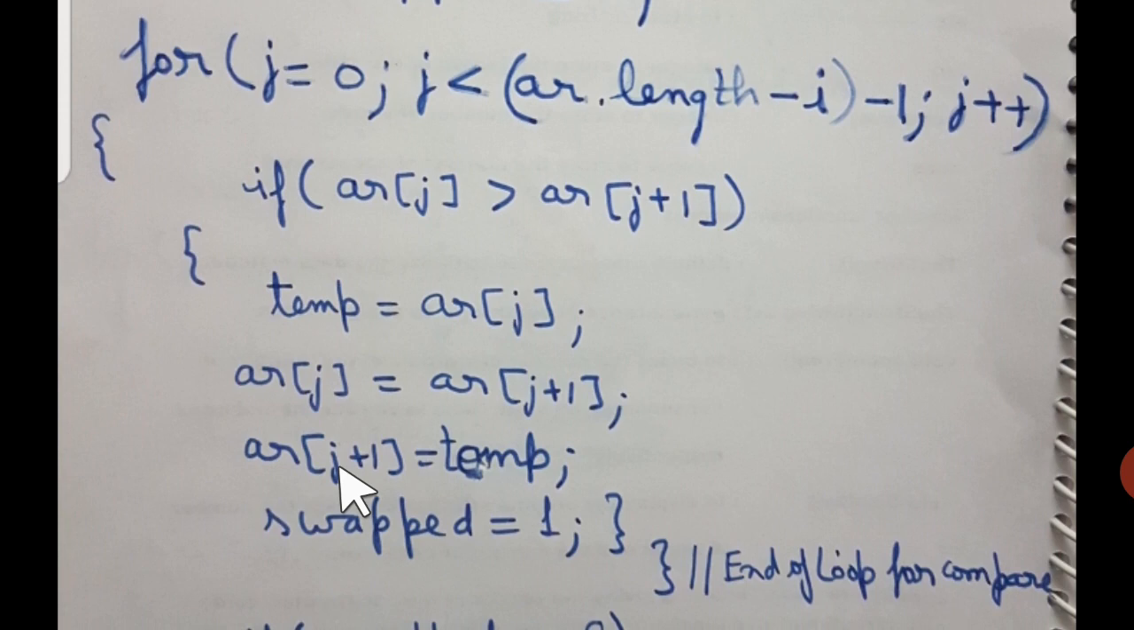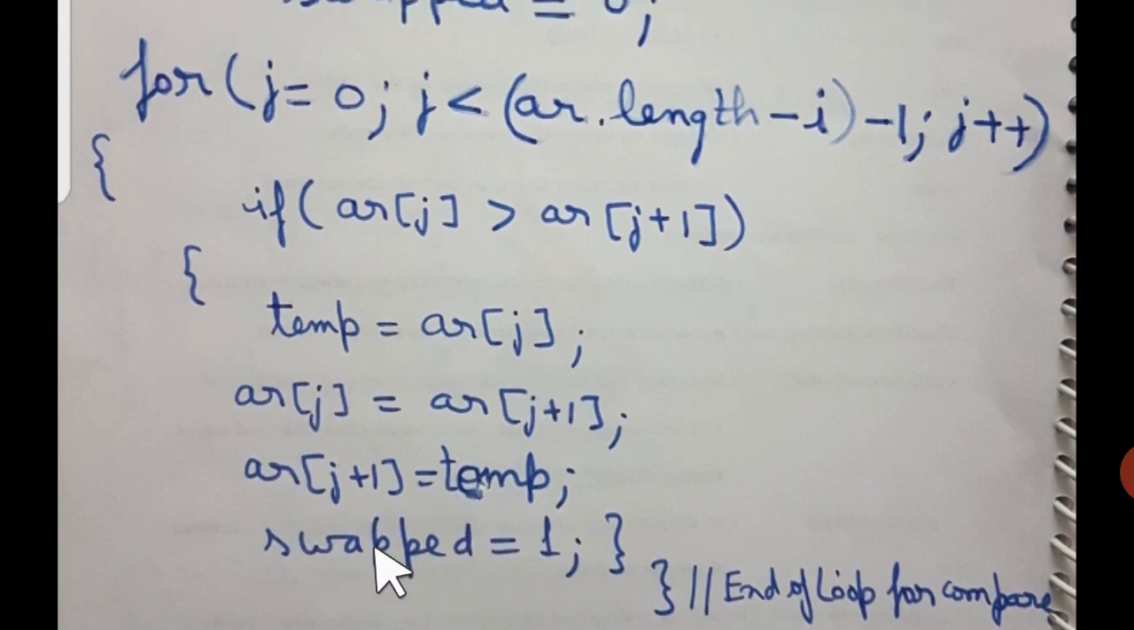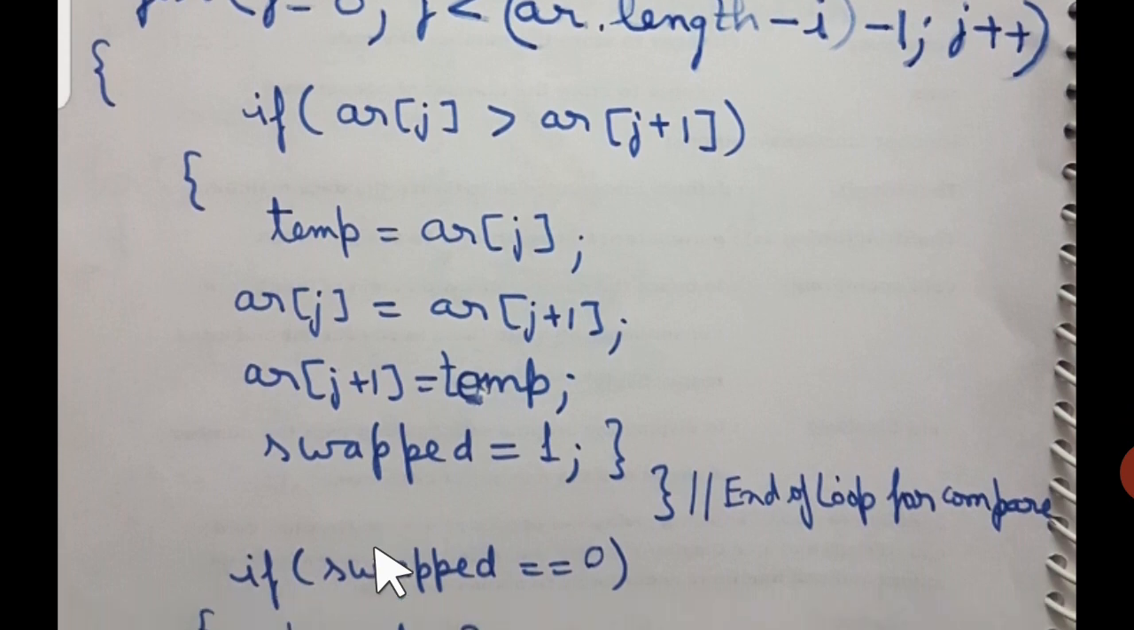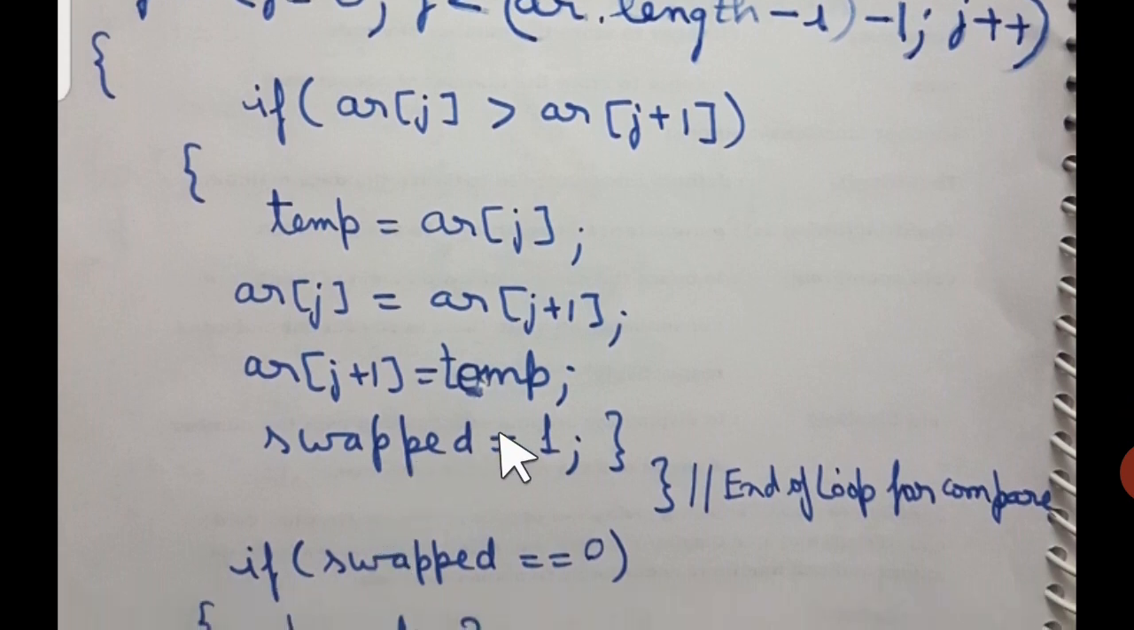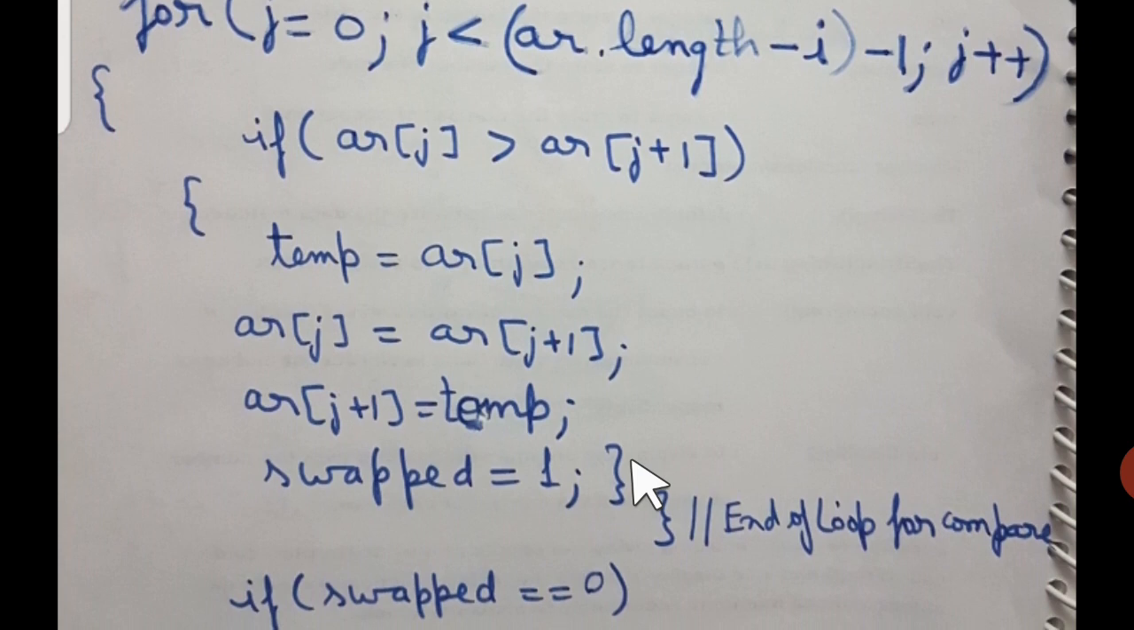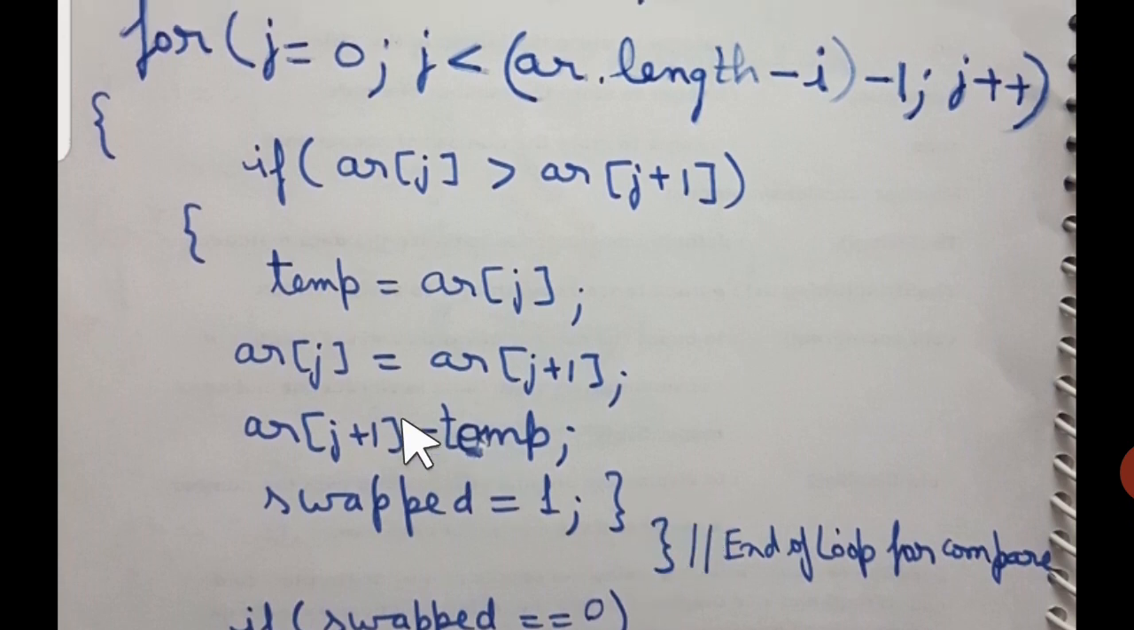So we perform our step: temp = ar[j]; ar[j] = ar[j + 1]; then ar[j + 1] = temp. Swapping is done. Students, after swapping is done, what do we do? We assign 1 to this variable swapped. That means data has performed swapping. Alright, after that, we close this curly brace, which is the curly brace of this nested loop.